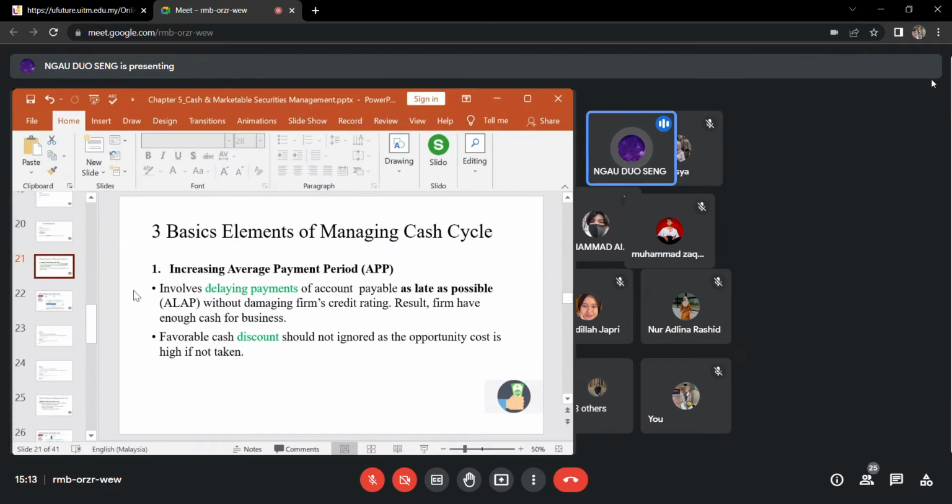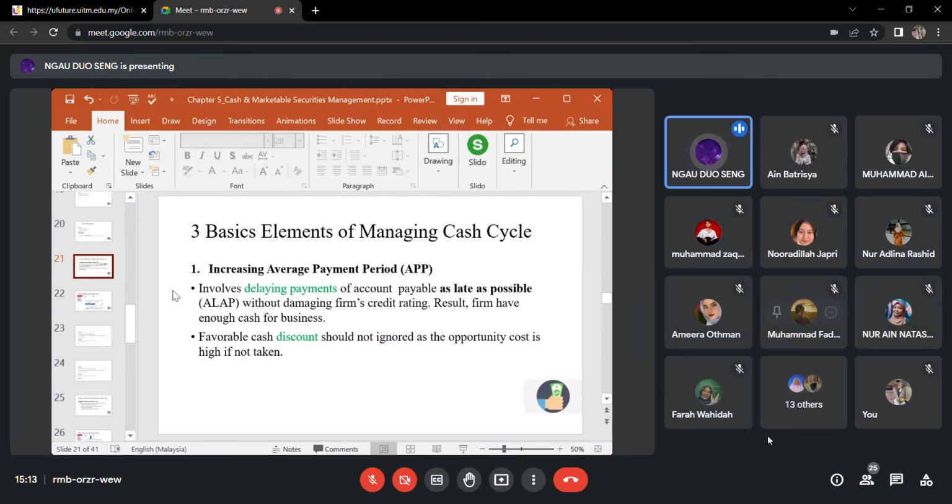So a favorable cash discount should not be ignored, as the opportunity cost is high if it is not taken. In this case, you need to take the discount into account. Sometimes suppliers want to encourage you to pay early, so they will give you a discount. You need to calculate how much the discount is. Is the discount better? Taking the discount is better than borrowing for a longer period from the bank.